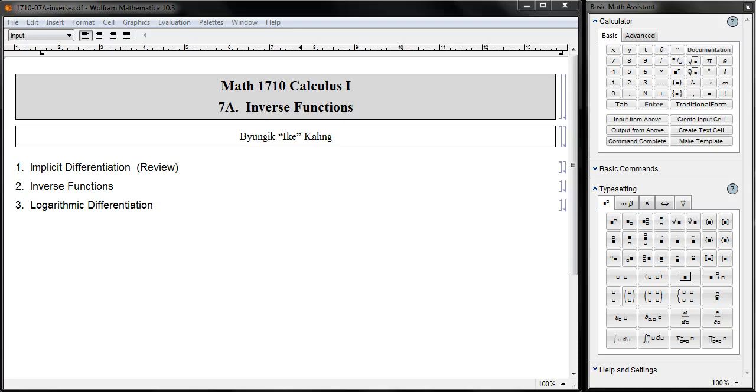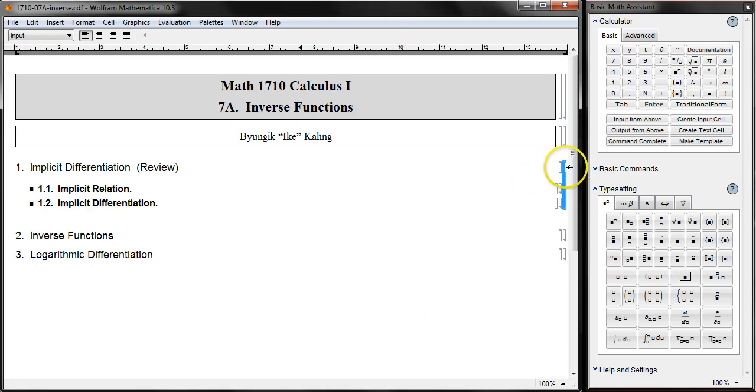Welcome back, students. The next topic is inverse functions. Let's have a very brief review on implicit differentiation.